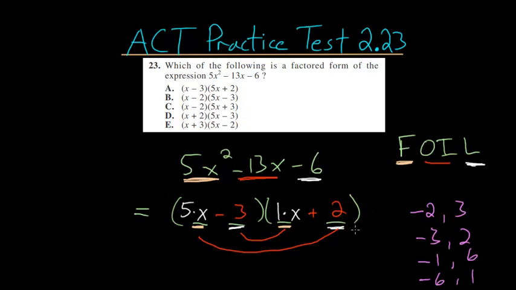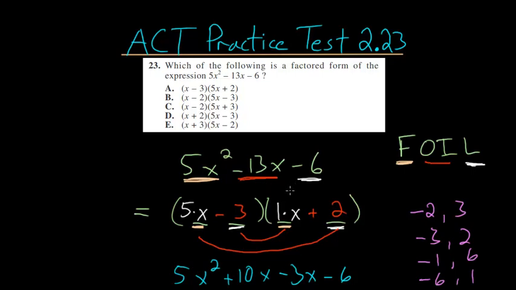So with this guess, we can now use FOIL to see if we get back our expression. So let's test this using the FOIL method. We multiply the first, this 5x and this 1x, to get 5x squared. And then 5x times positive 2 would be plus 10x. And minus 3 times 1x would be minus 3x. And minus 3 times positive 2 would be minus 6. And when you simplify these middle terms, plus 10x minus 3x, you get plus 7x, which is not minus 13x.